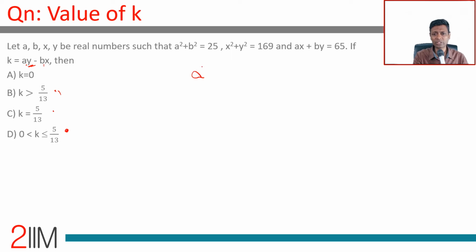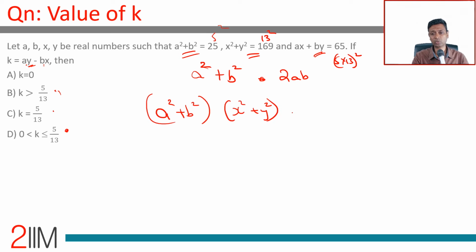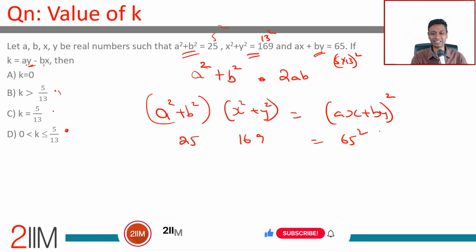There's going to be some form of comparing A square plus B square with 2ab involved. A square plus B square minus 2ab, A square plus B square plus 2ab, something like that. Now think about this. This is 5 square, this is 13 square. This is 5 into 13, the whole square. If I square this and multiply these two, it should be the same. A square plus B square into X square plus Y square is equal to AX plus BY whole square. Not algebraically, this is 25, this is 169, this is 65 square. Numerically, in this particular question, I'm not saying algebraically they are the same. In this particular question, if you multiply these two, you should get this square. There's something special about that 65. That is 5 into 13.